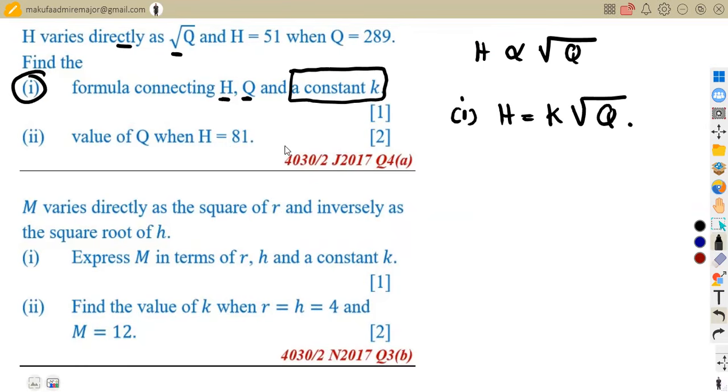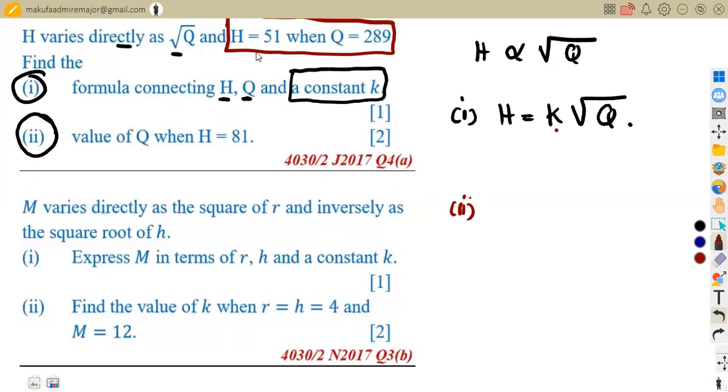Know how to answer your questions. Item 1, we are done. Item 2, now they're saying find the q when h is this. That is where now you will be forced to formulate that equation. You find the value of the constant. But where do you find the constant? Always from this information that you are given, where you are given h and q at the same time. H is 51 when q is this, you use this information to find the k. So h is 51. So 51 is equal to k times the square root of q, which is the square root of 289.